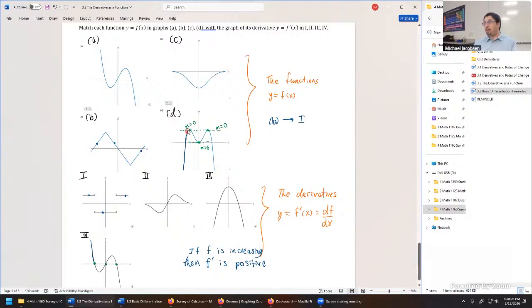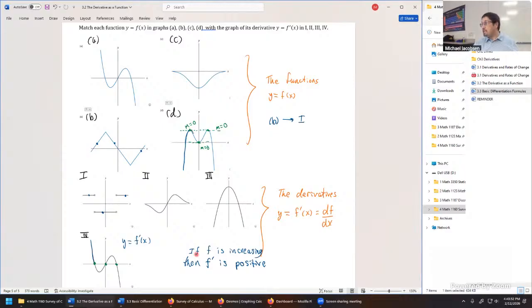So we're increasing all the way up to this range until we get to a horizontal tangent line, zero slope. That means the derivative, y equals f prime, down here, is above the x-axis because it was increasing. Then it hits zero to correspond to the horizontal tangent line. And same thought with this, but in the opposite direction.